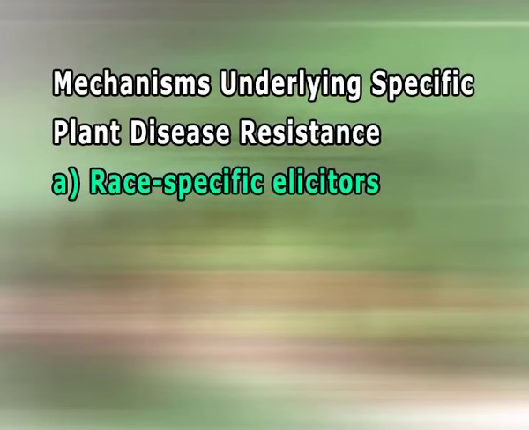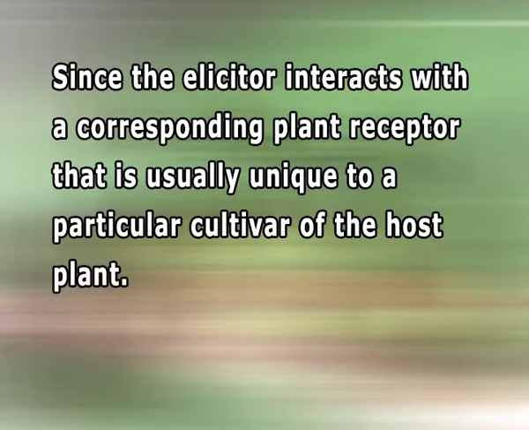Let us see race-specific elicitors. The majority of cases of race-specific resistance appear to result from the generation by a pathogen of race-specific elicitors of an active plant defense and the recognition of these by the plant host. Resistance with this biochemical basis is often also cultivar specific, since the elicitor interacts with the corresponding plant receptor that is usually unique to a particular cultivar of the host plant.